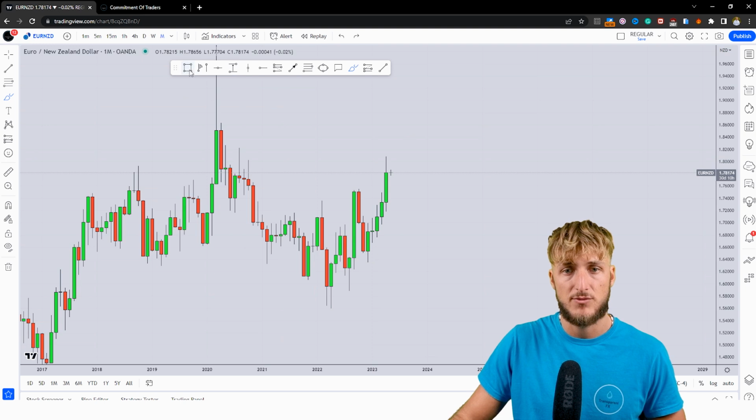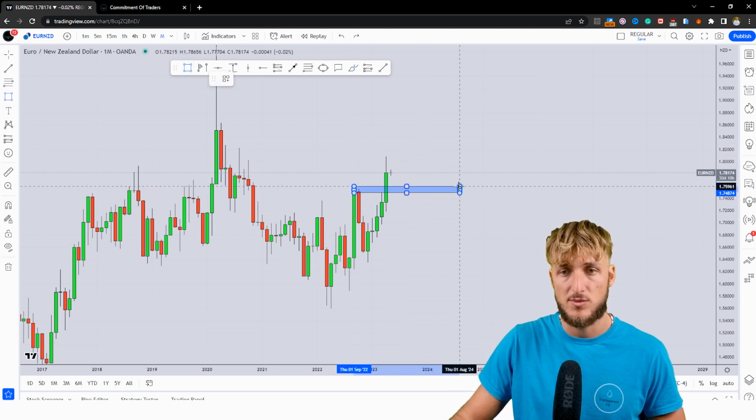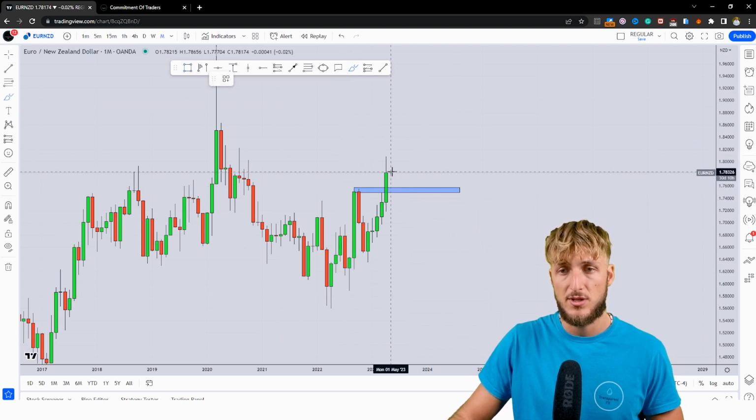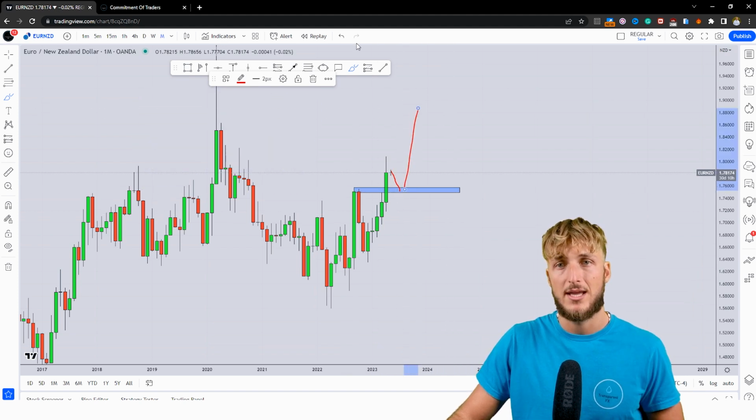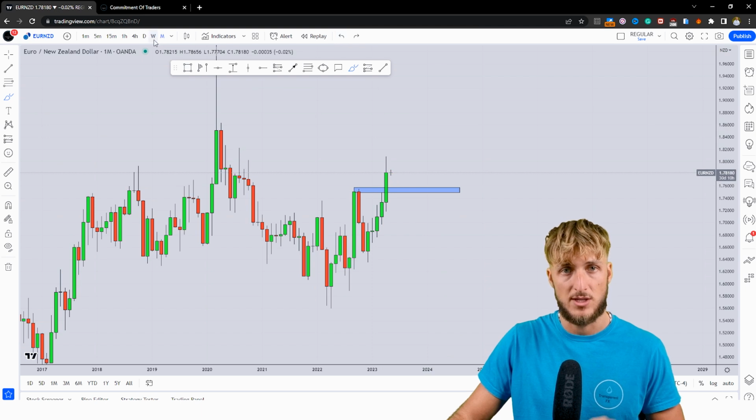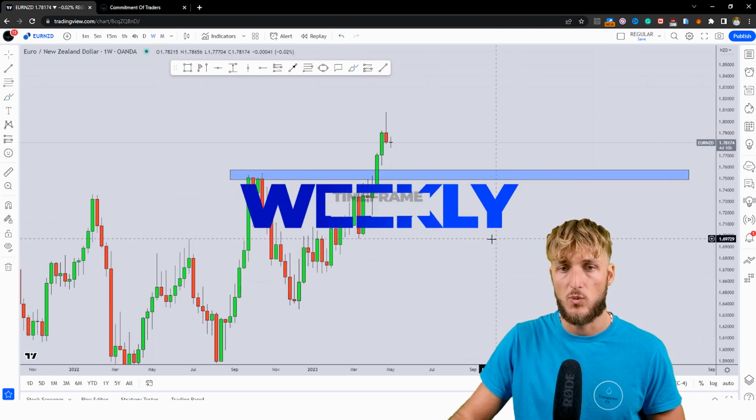We can also notice that from a structure perspective, this is the previous high. So there is the possibility for a potential retest of this previous resistance turn support before then getting the continuation to the upside. Going down on the weekly time frame, what do we see?